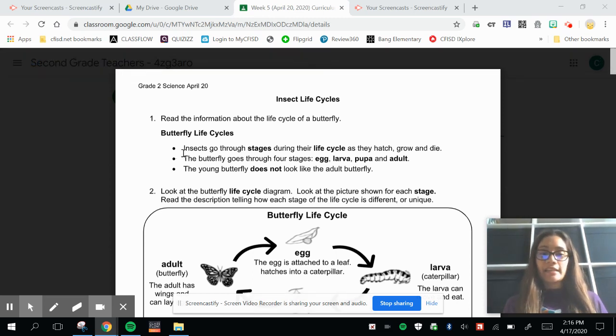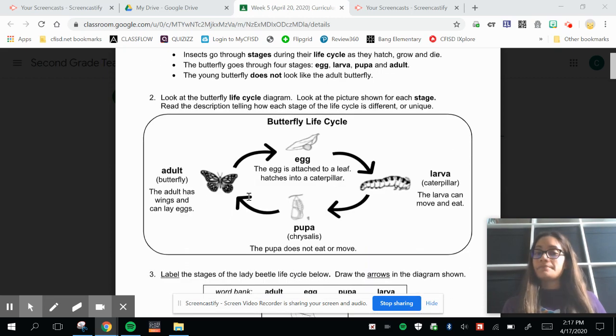And remember that insects such as ladybugs, ants, bees, butterflies, they all go through stages during their life cycle as they hatch, grow, and die. The butterfly goes through 4 stages: egg, larva, pupa, adult. Remember that the young butterfly does not look like the adult butterfly. At each stage, it looks completely different. So let's take a look at our butterfly life cycle diagram.